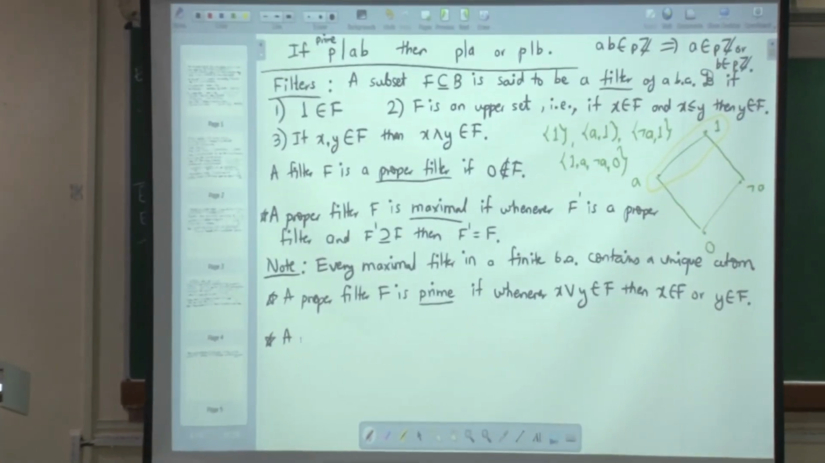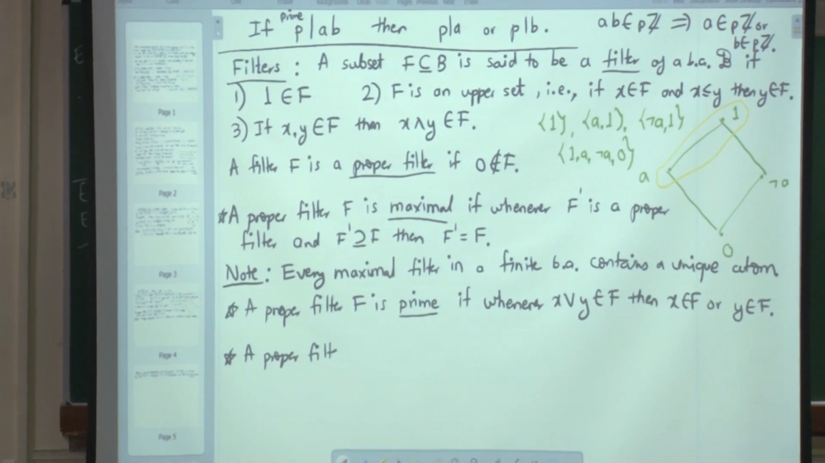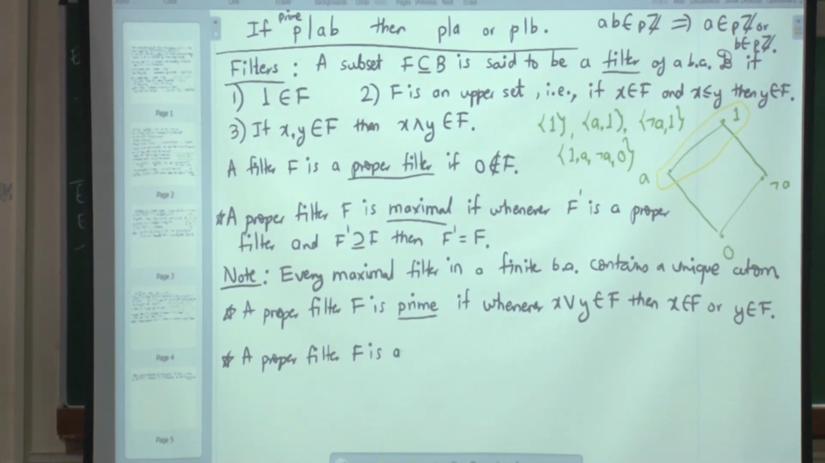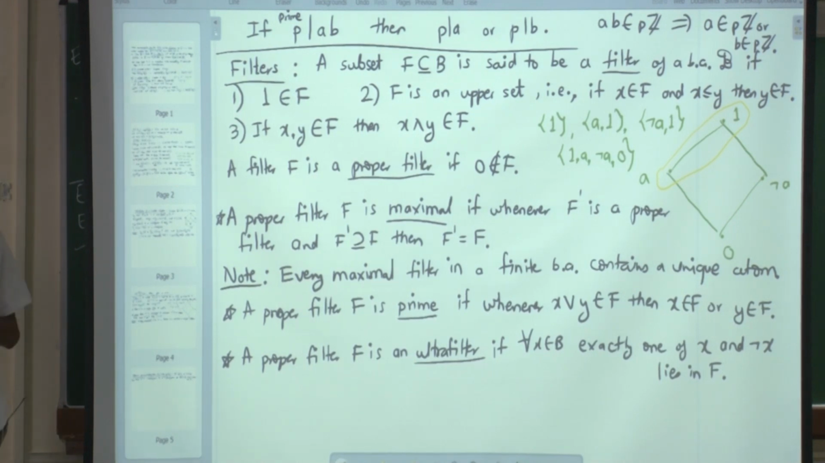There is one more definition. A proper filter F is an ultra filter if for each X in B, exactly one of X and negation X lies in F. This is more in connection with our earlier understanding, that for a finite Boolean algebra with 8 elements, only 4 elements lie in the proper filter.